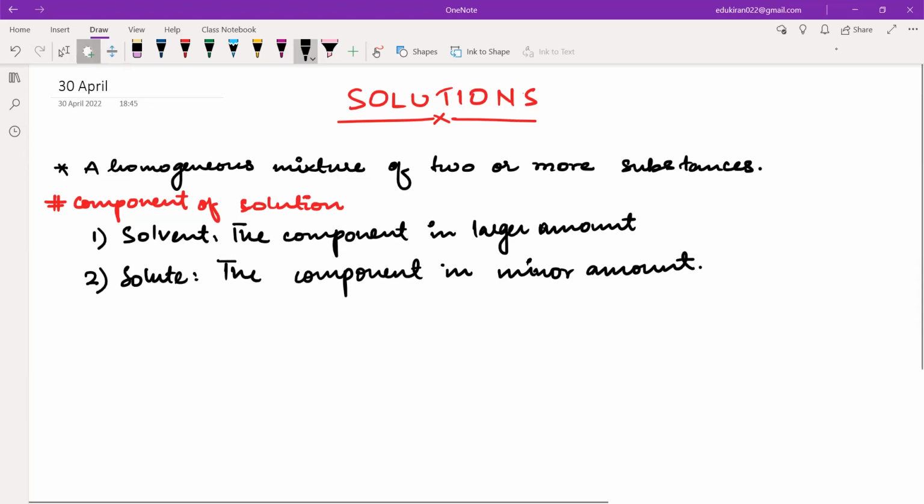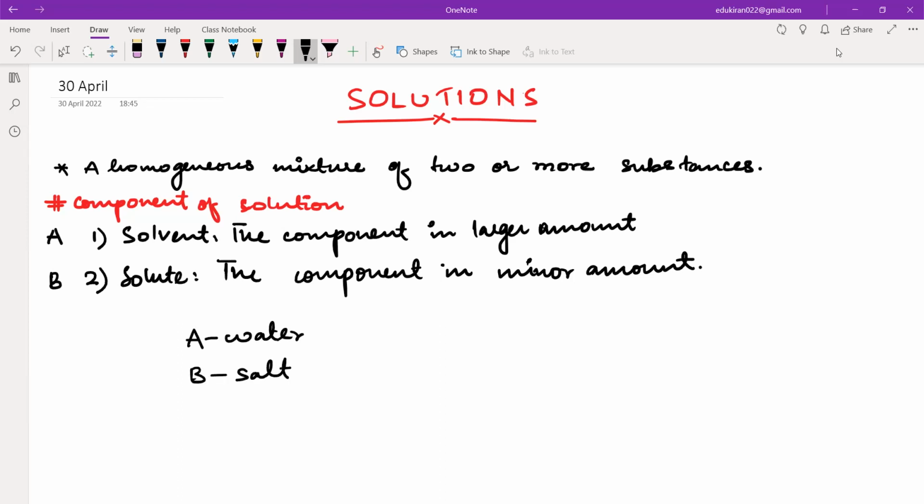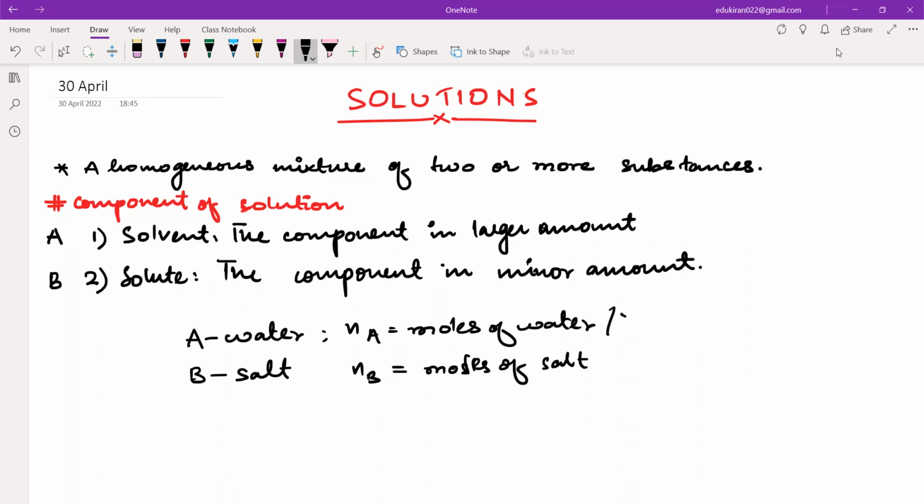Now, generally, I will write the solvent and denote it by A, and the solute as B. So, for example, if I have a solution of salt and water, A will be water and B will be salt. If I write Na, that means I am talking about moles of water, and if I write Nb, I am talking about moles of salt. Or I can say moles of solvent.